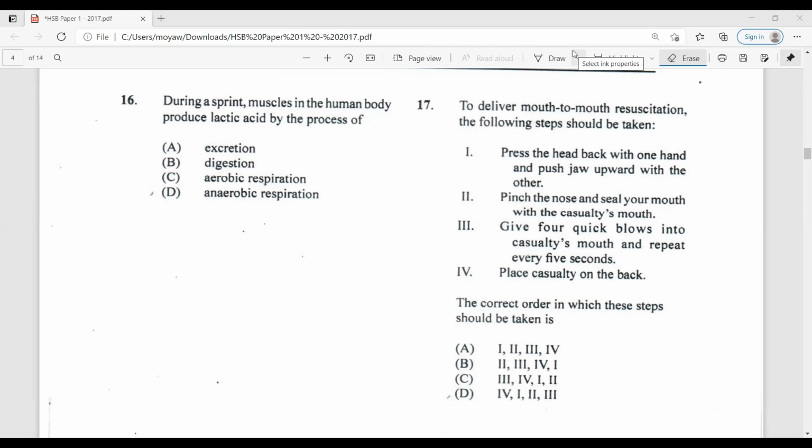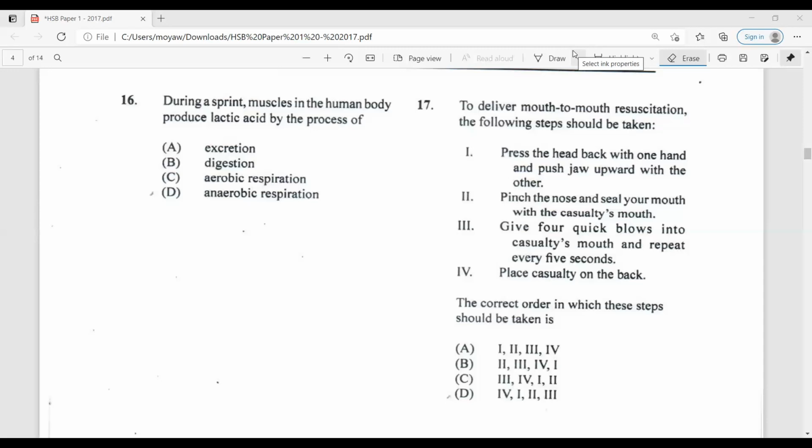So the answer has to be anaerobic respiration, because in anaerobic respiration, it's the only way we get some lactic acid. So the same glucose that we have there is going to be partially converted into lactic acid, and we're going to get a small amount of energy being produced.